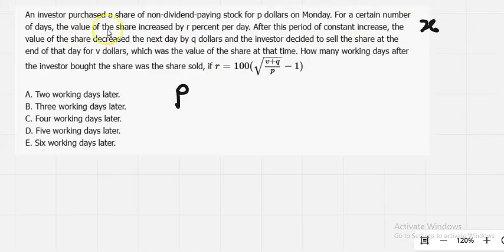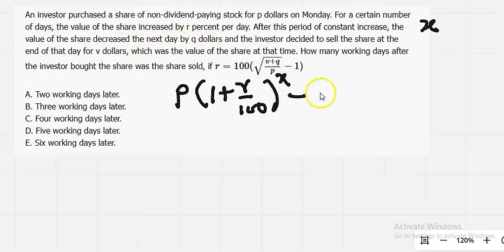For that number of days, the value of the share increased by R% per day. So if it increased R% per day, that means we have P(1 + R/100)^X. After this period of constant increase, the value of the share decreased the next day by Q dollars.